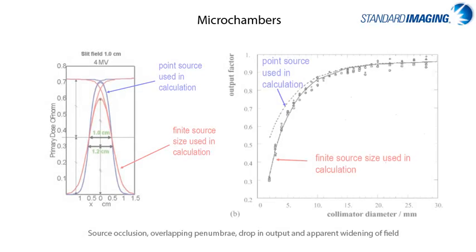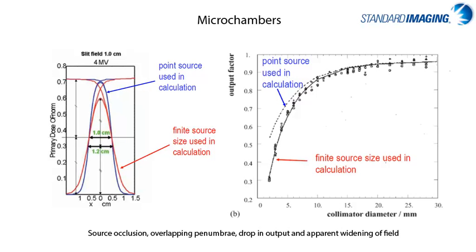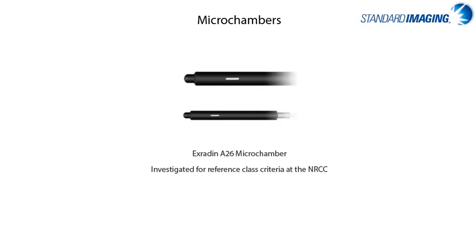So now that we have talked about the basics, or well, not so basics, of small fields, I'd like to highlight the detectors and instruments available from Standard Imaging that can provide effective small field solutions. First, I want to show the latest microionization chamber, which has been investigated at the NRC in Canada for many of the reference class criteria described in the update to TG51.